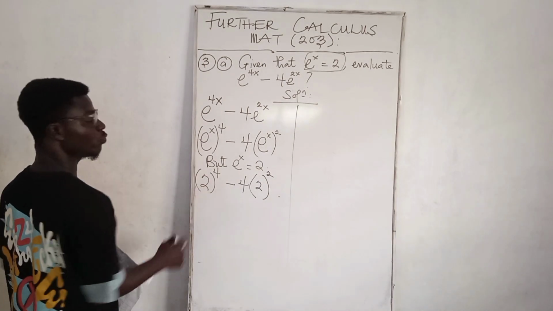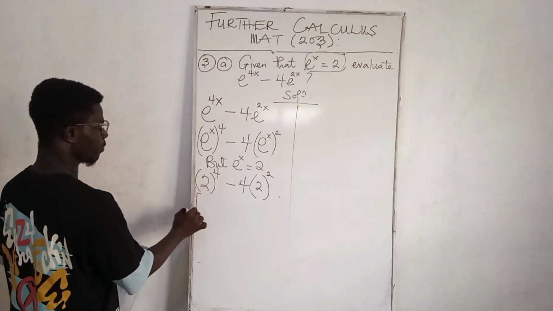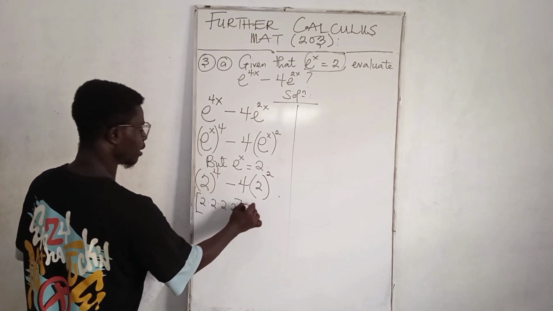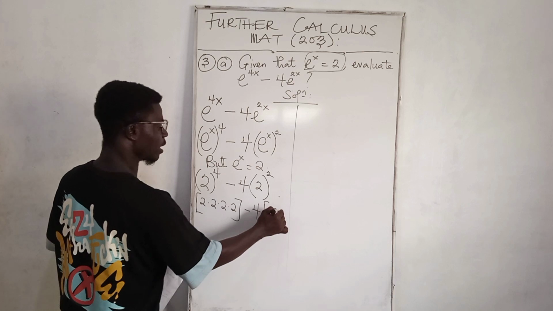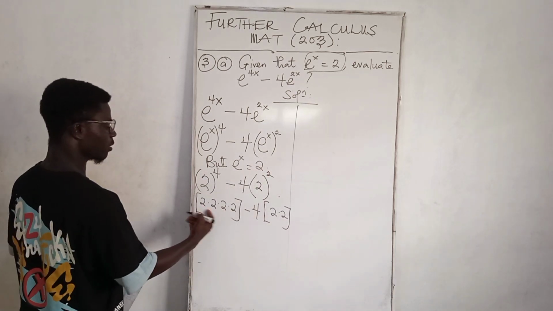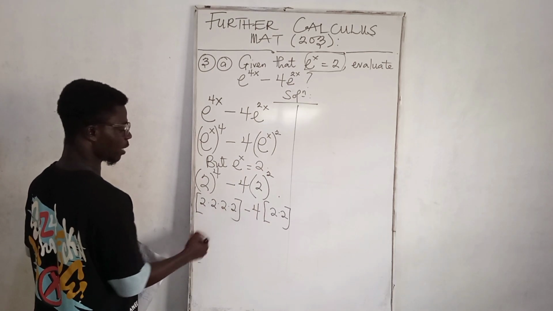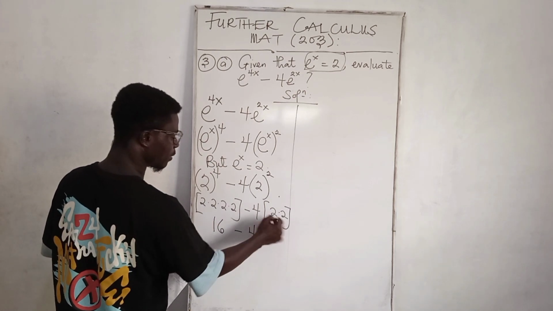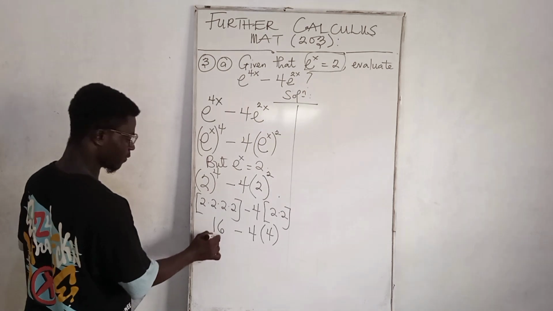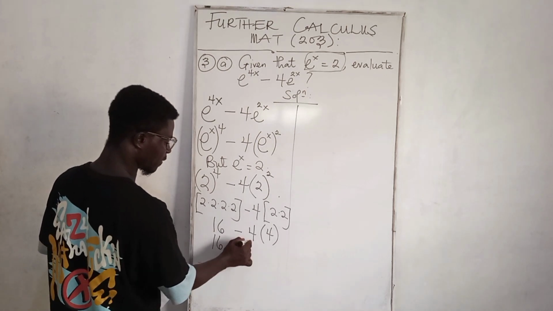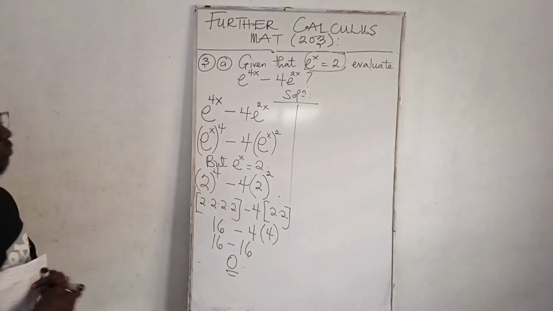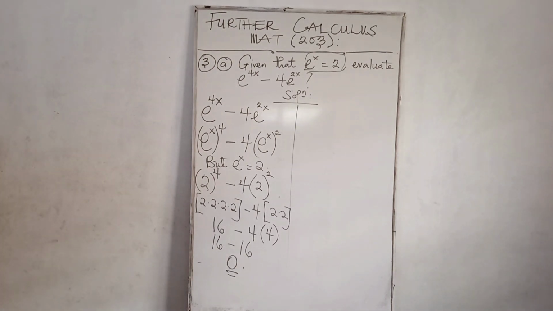Now 2 raised to the power 4 means 2 times 2 times 2 times 2, minus 4 times 2 times 2, right? So 2 times 2 is 4, 2 times 2 is 4, so you get 16 here. Minus 4 times 2 times 2, which is 4. Then you have 16 minus 4 times 4, which is 16. 16 minus 16 gives us 0. So which is very, very simple and interesting as well.